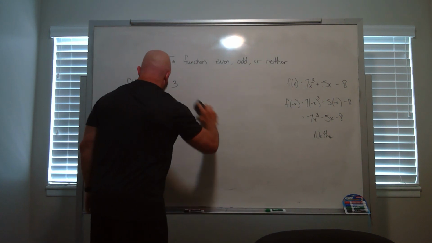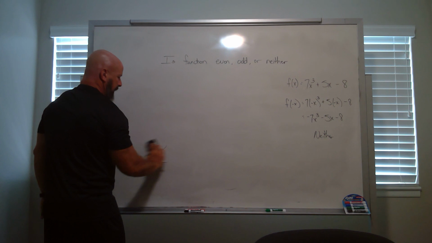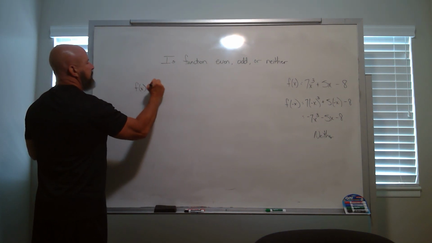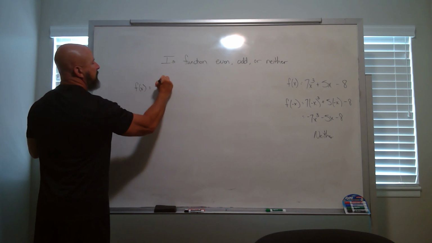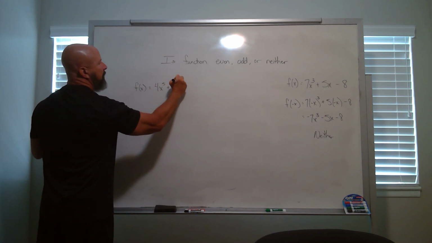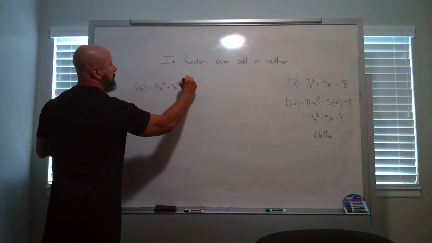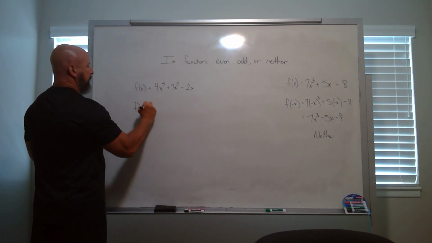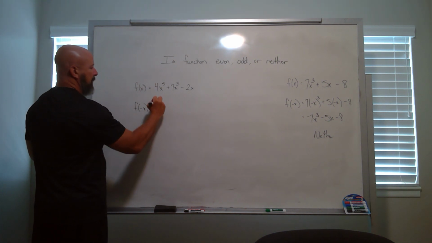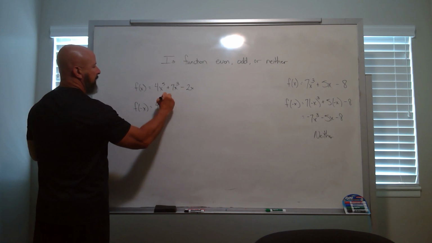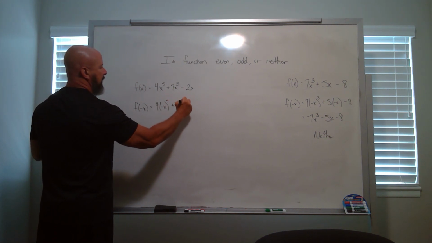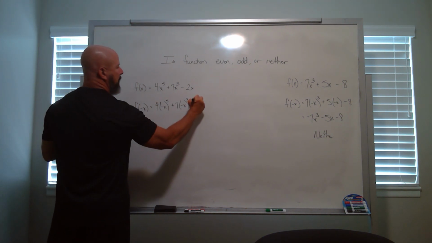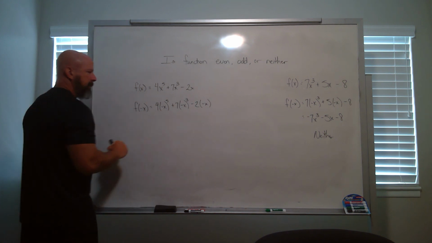I didn't have an odd one up here. Let's throw an odd one up here so we can just make sure we have that. Let's go f of x equals 4x to the 5th plus 7x cubed minus 2x. We'll do something like that. F of negative x: 4 times negative x to the 5th plus 7 times negative x cubed minus 2 times negative x.